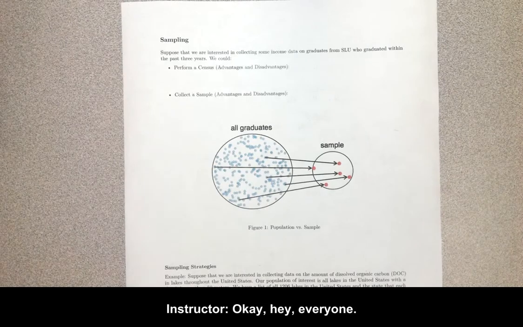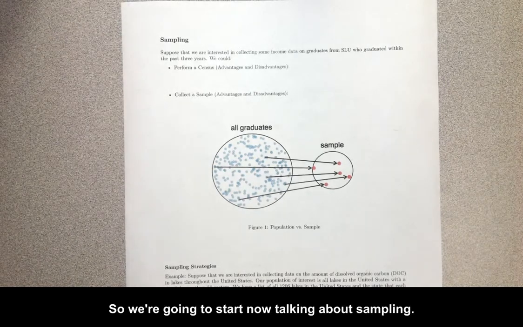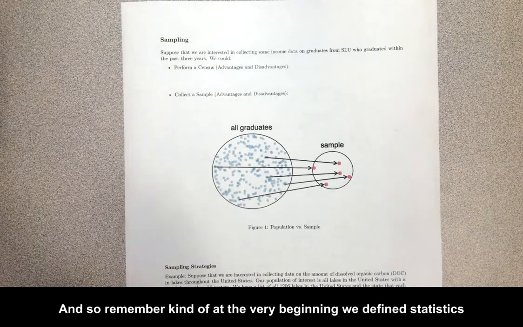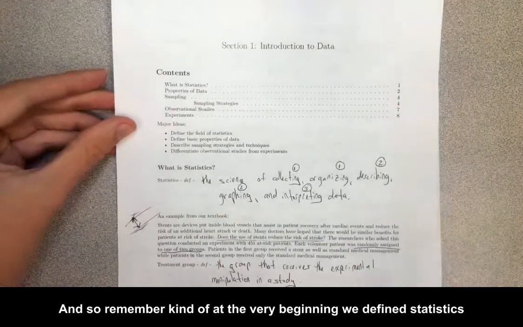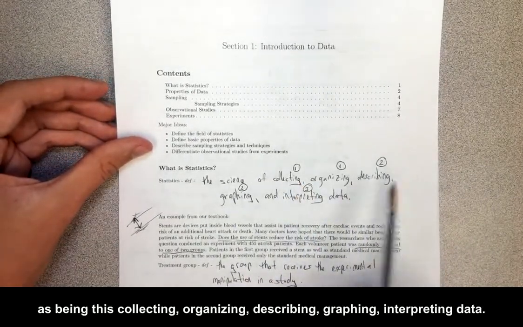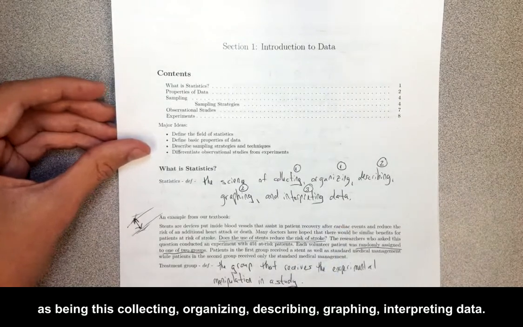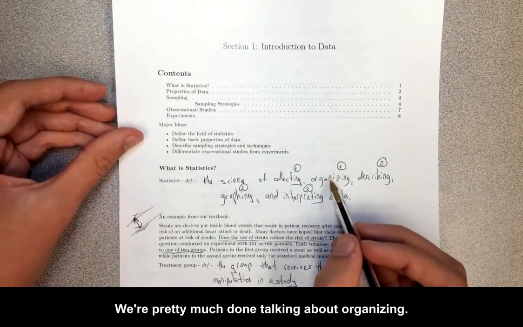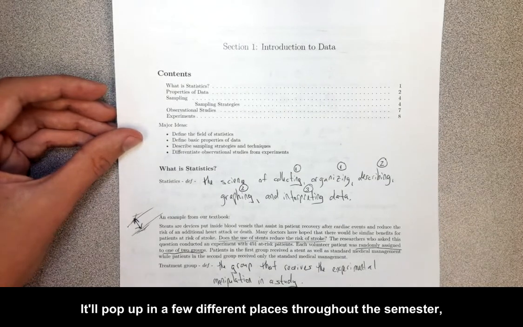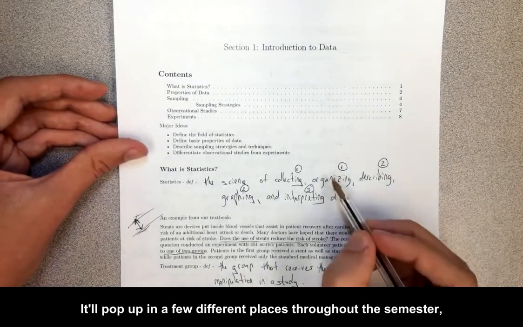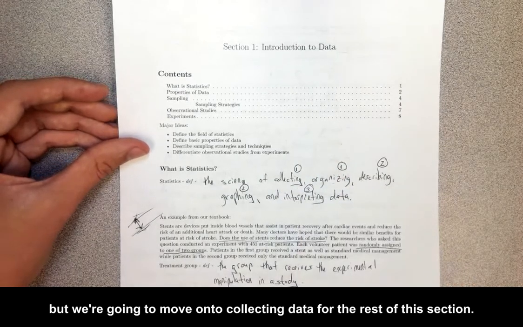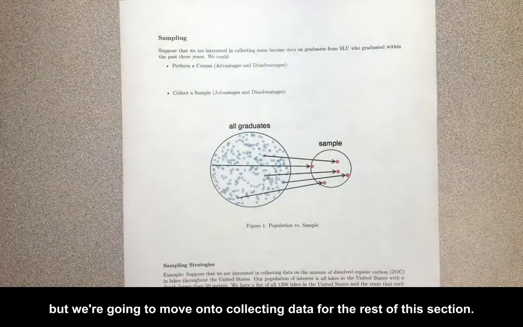Okay, hey everyone. So we're gonna start now talking about sampling. Remember, at the very beginning, we defined statistics as collecting, organizing, describing, graphing, and interpreting data. We're pretty much done talking about organizing. It'll pop up in a few different places throughout the semester, but we're going to move on to collecting data for the rest of this section.